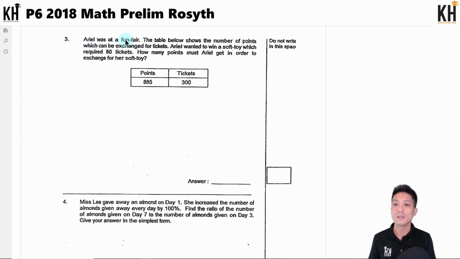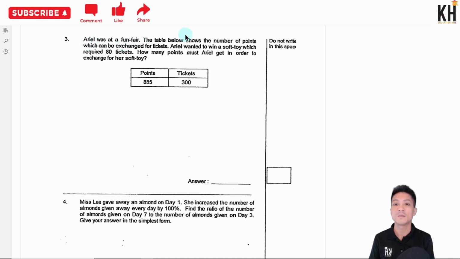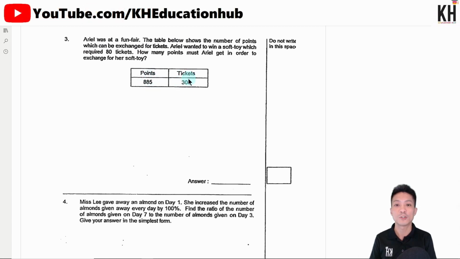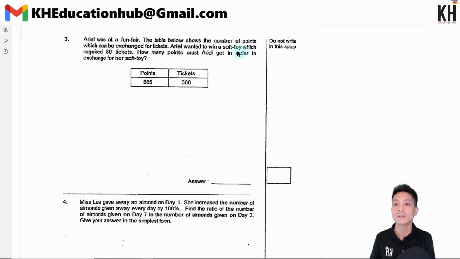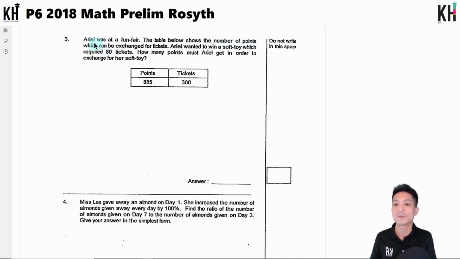Question 3. Ariel was at a fun fair. The table below shows the number of points which can be exchanged for tickets. So 885 points can be traded for 300 tickets. Ariel wanted to win a soft toy which required 80 tickets. How many points must Ariel get in order to exchange for a soft toy?